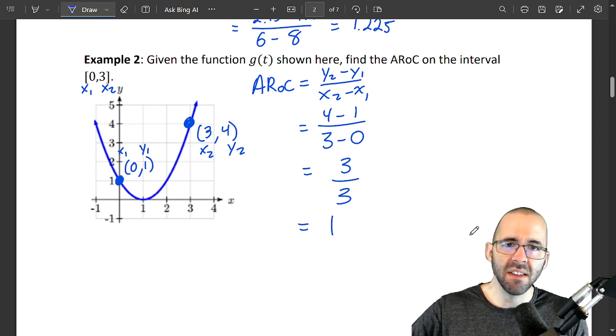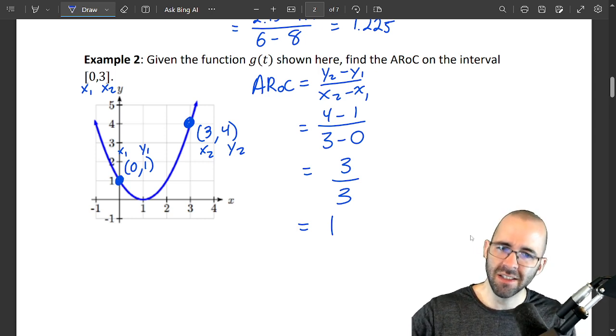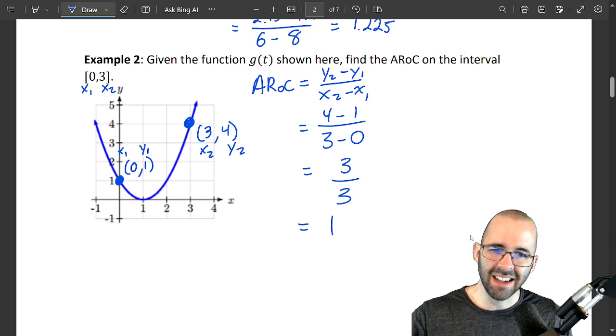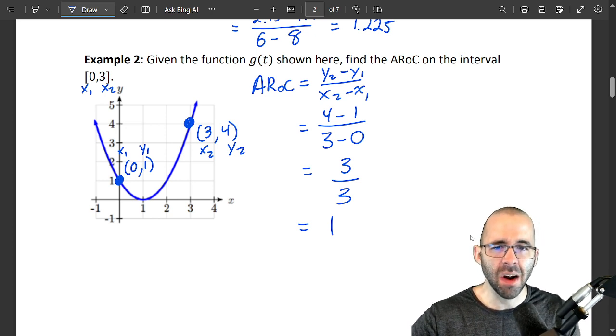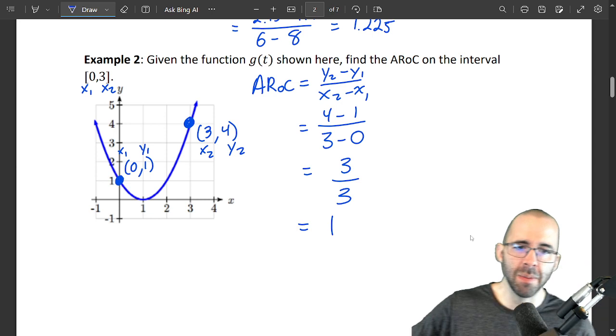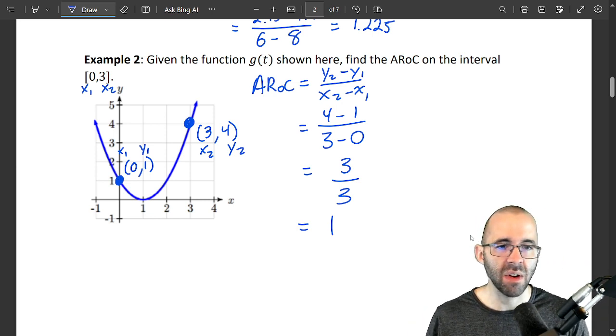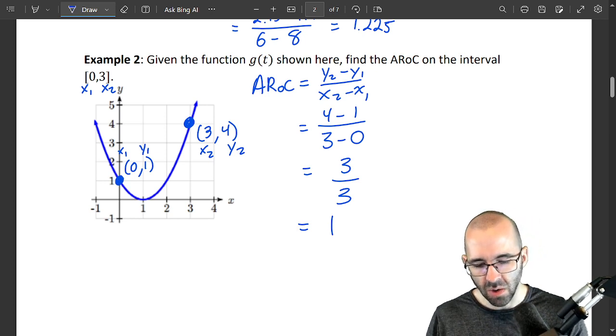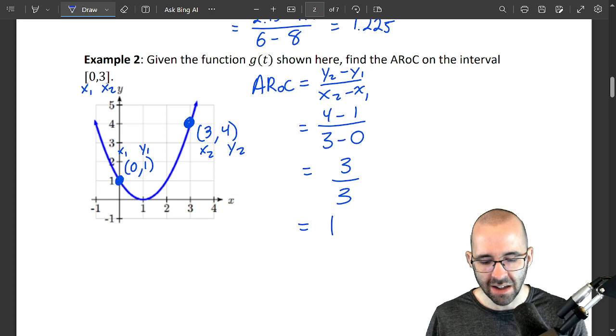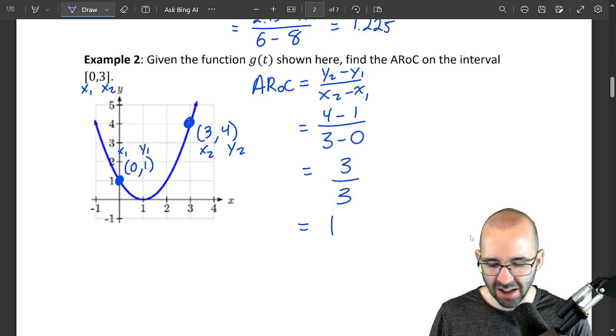And in this case, it's a little hard to interpret our answer because there aren't any units given in the problem. We don't know what X and Y represent. So on average, we go up 1 unit for every 1 unit over. Okay. So 1 is probably an acceptable answer here since there are not any units.